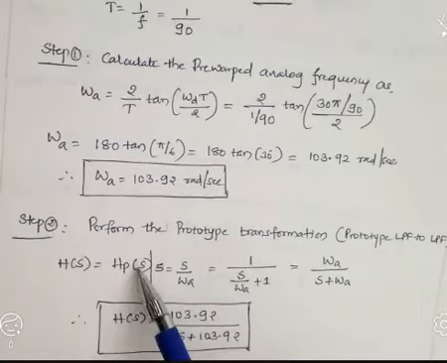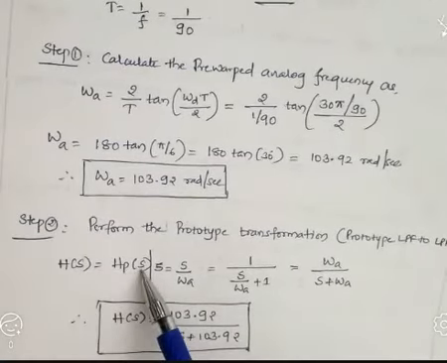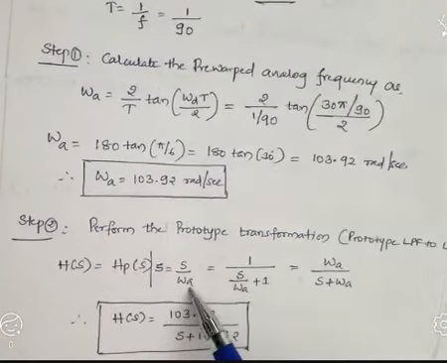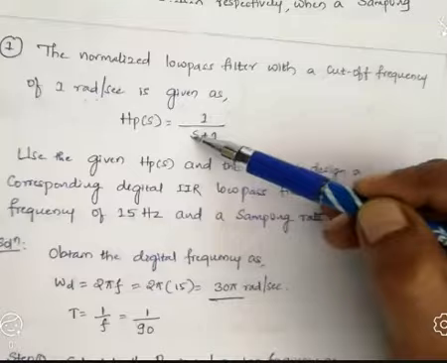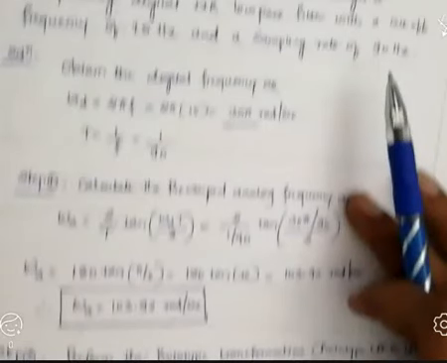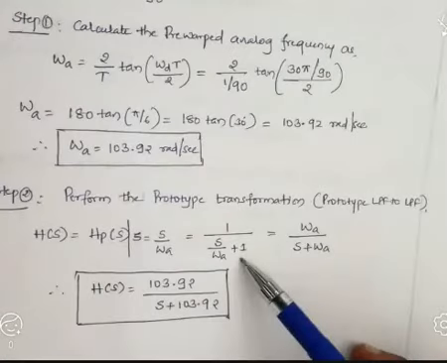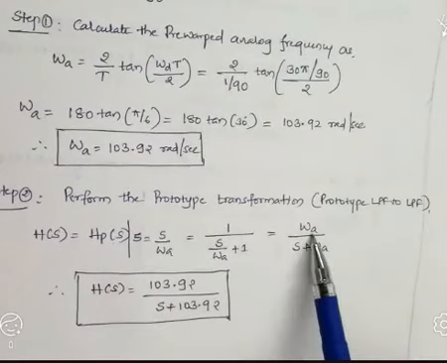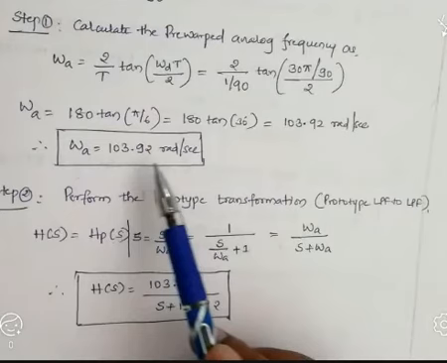In Hp(s), wherever s is there, that s is replaced by s by omega a. Omega a is already calculated. Then it becomes 1 divided by s by omega a plus 1. Take the LCM and do the simplification. Hence H(s) becomes omega a divided by s plus omega a. Omega a is calculated, it is 103.92 radians per second, so H(s) is 103.92 divided by s plus 103.92.